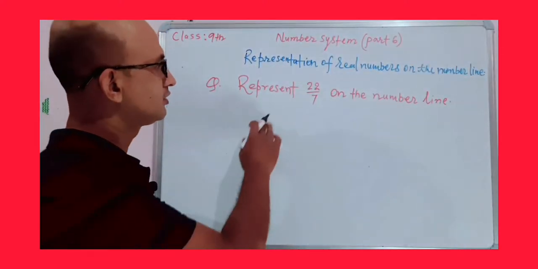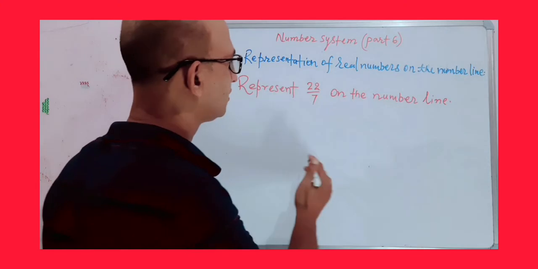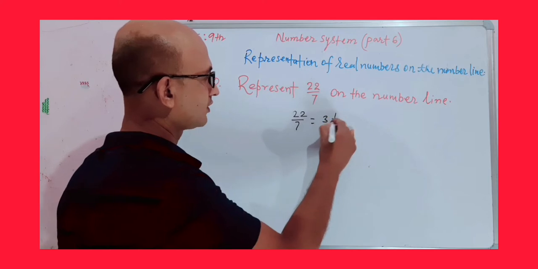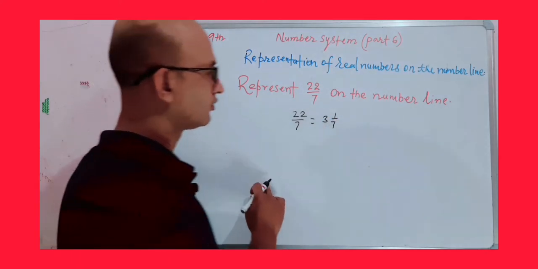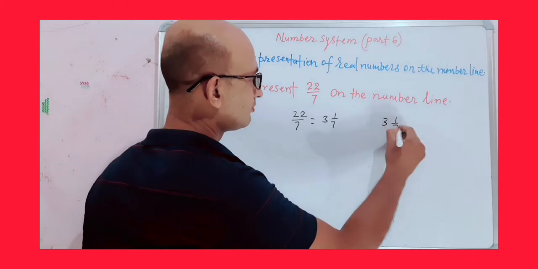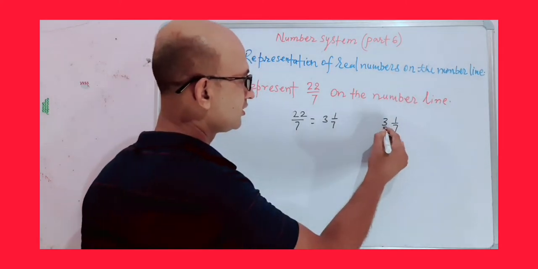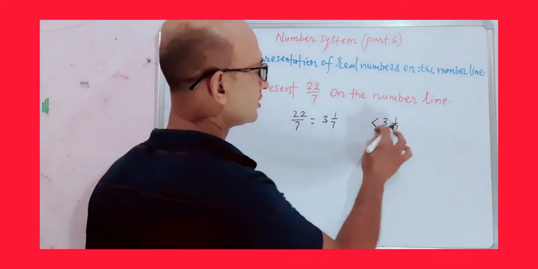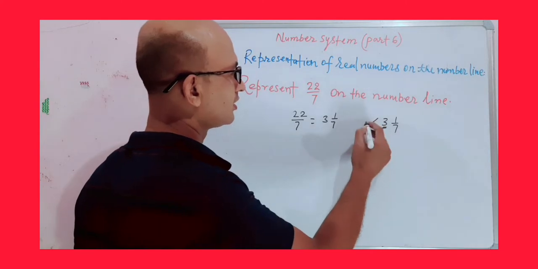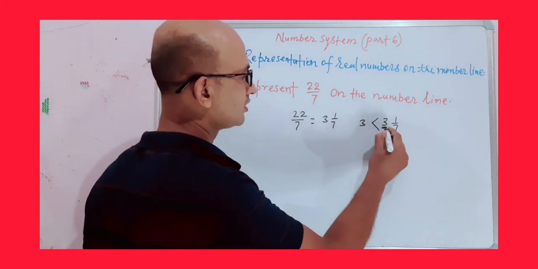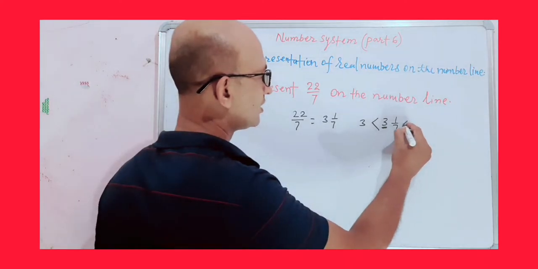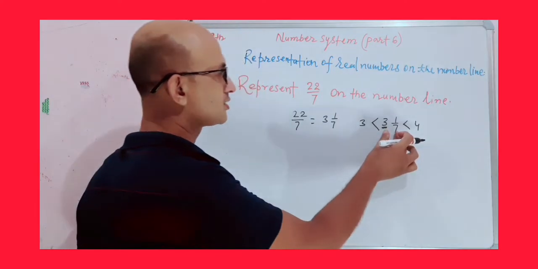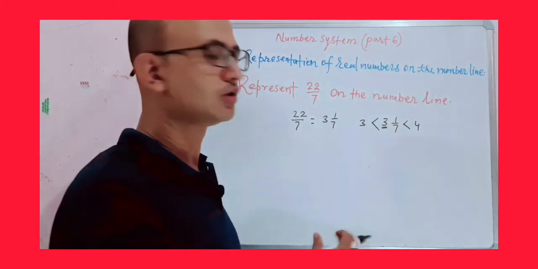Now we learn to represent 22 by 7 on the number line. Dear students, we can write 22 by 7 as 3 whole 1 by 7. Therefore, we find that this number 3 whole 1 by 7, its integral part is 3. It is greater than 3 since its integral part is 3, and it is smaller than 4. That is, it lies between 3 and 4.